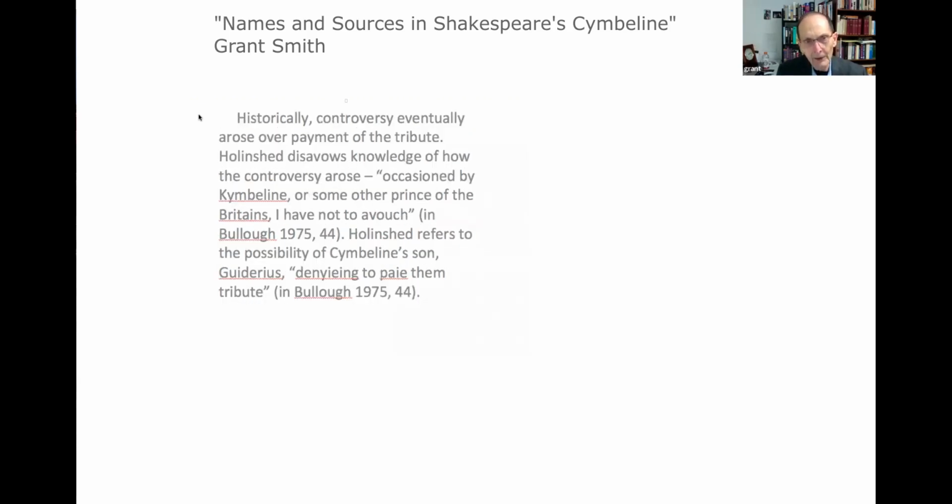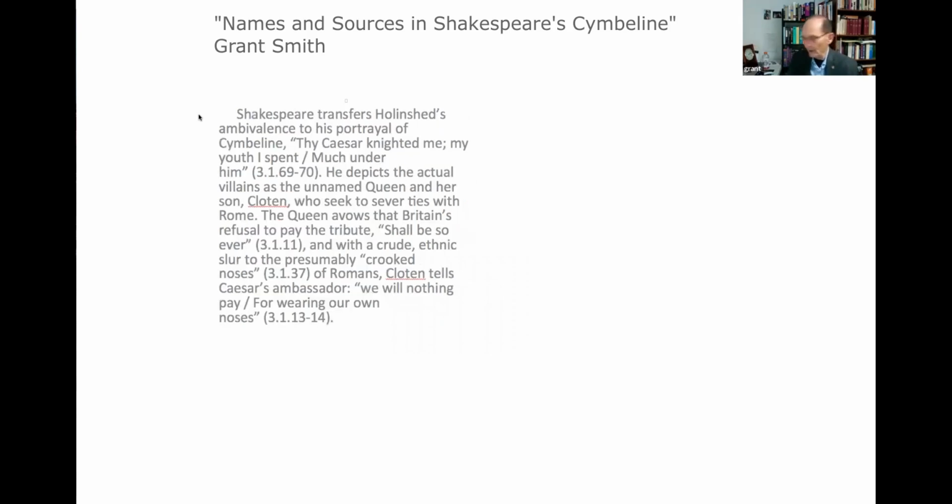Historically, controversy eventually arose over payment of the tribute. Holinshed disavows knowledge of how the controversy arose, whether by Cymbeline or some other prince of the Britons. Holinshed refers to the possibility of Cymbeline's son, Guiderius, denying to pay them tribute. Shakespeare transfers Holinshed's ambivalence to his portrayal of Cymbeline.